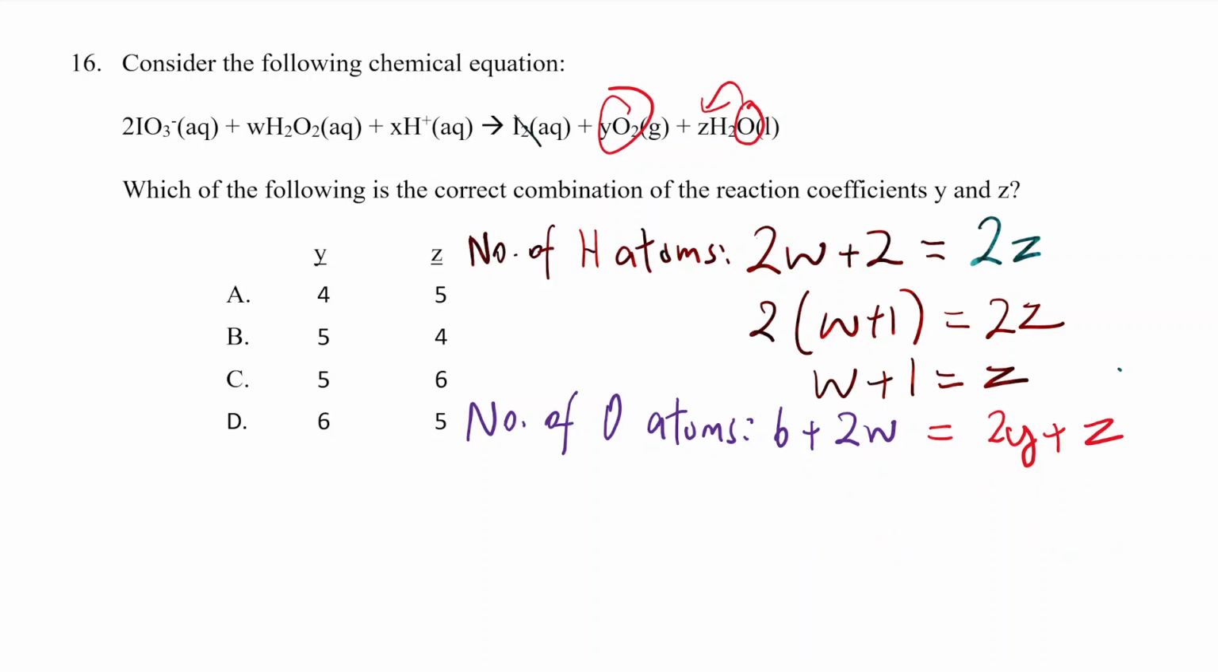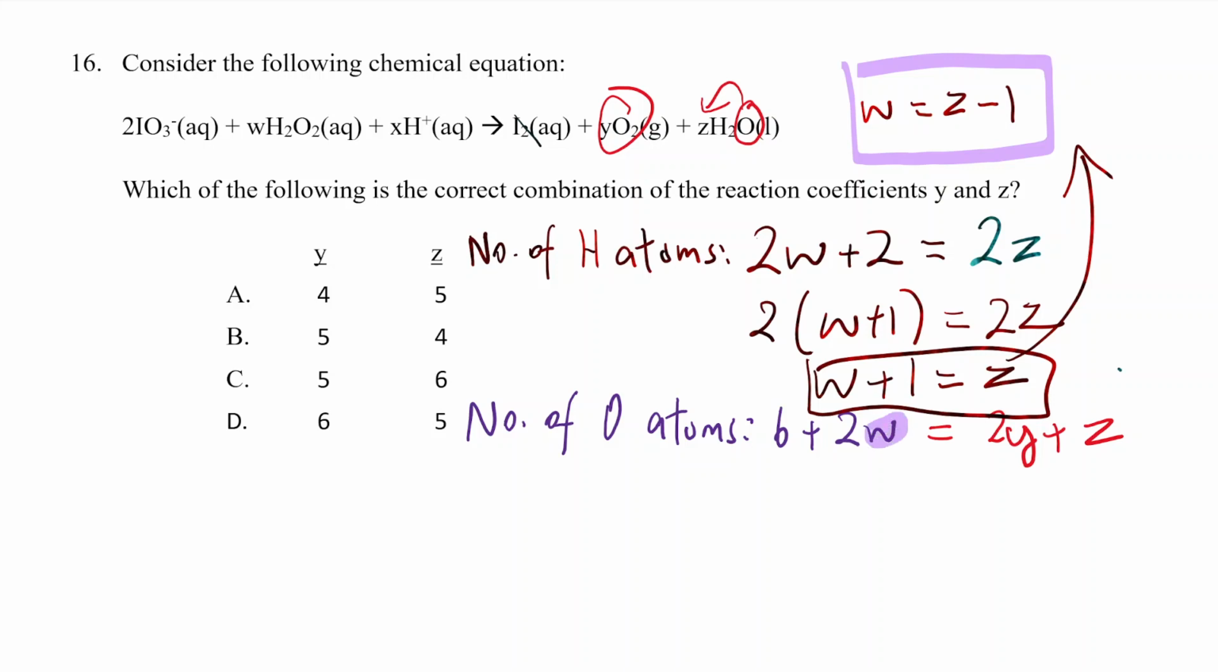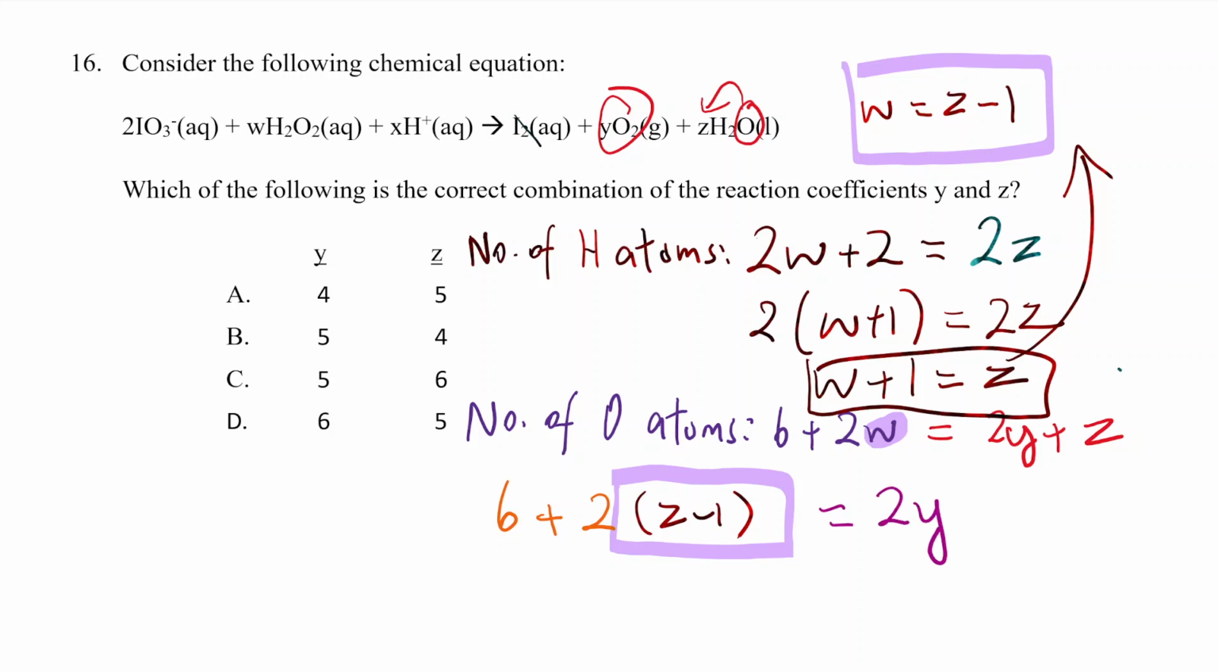Now you've learned in math that you can do the method of substitution. So what I'm going to do is I'm going to rewrite this W plus 1 equals Z. And I'll make W the subject of the formula. So W is equal to Z minus 1. And what you're going to do is grab this W equals Z minus 1 and substitute it inside W. So now you get a new equation. You get 6 plus 2 times, now I'm going to put in my Z minus 1, because I've substituted W as Z minus 1. And you'll get it equals 2Y plus Z.